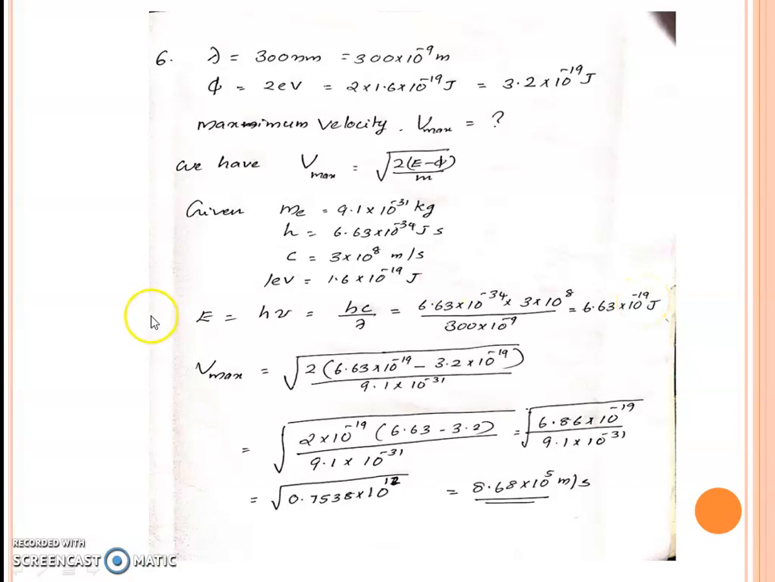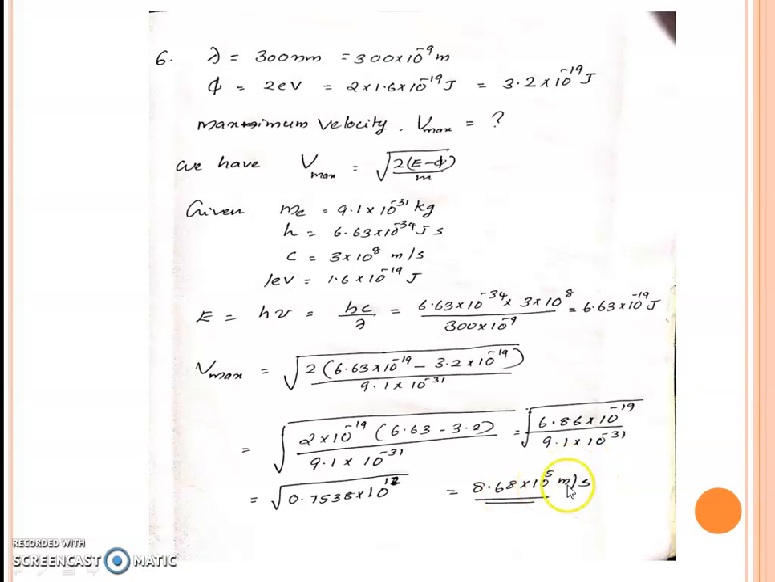Now we have E, phi and m. So just substitute these values into this equation. We will get V maximum equal to root of 2 into 6.63 into 10 raised to minus 19, that is the value of E, minus phi, which is 3.2 into 10 raised to minus 19, divided by m. m is given as 9.1 into 10 raised to minus 31. Now, by solving these values, we will get the maximum velocity as 8.68 into 10 raised to 5.